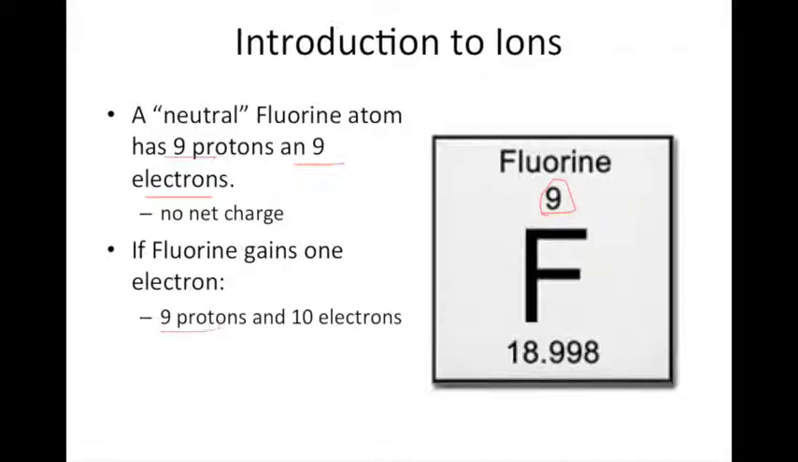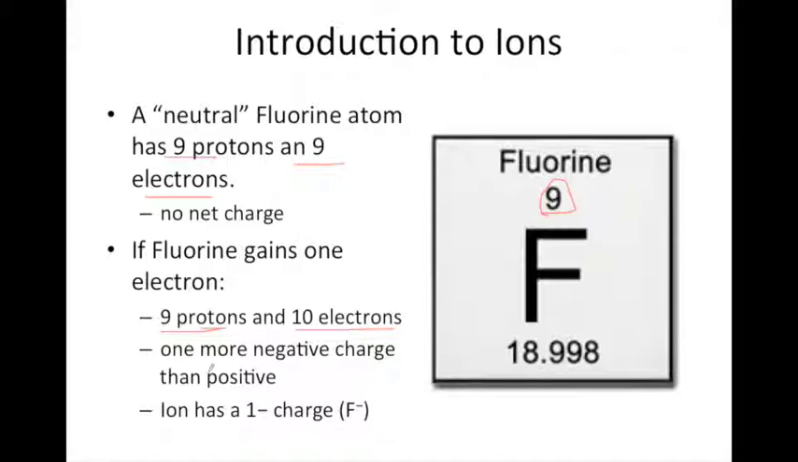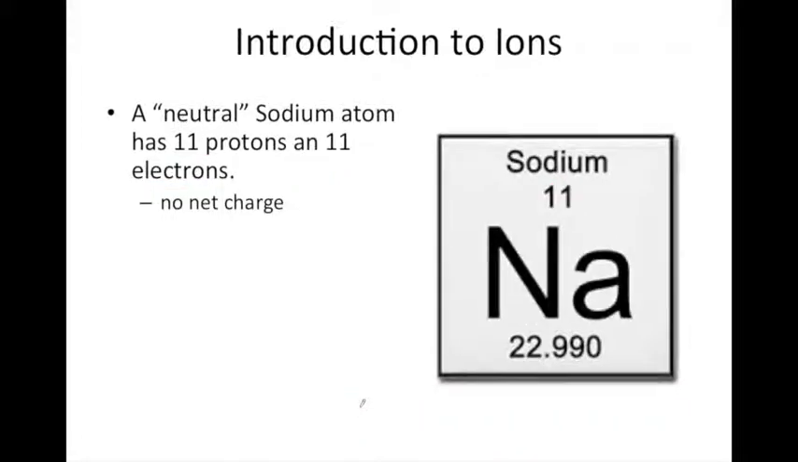then it would still have 9 protons, but it has 10 electrons if it gains one. And so therefore, it has one more negative charge than it does a positive charge. And so the fluorine ion has a -1 charge, and we would represent the fluorine ion with the symbol F-, indicating that it's fluorine which has gained 1 electron. Let's take a look at one more example.